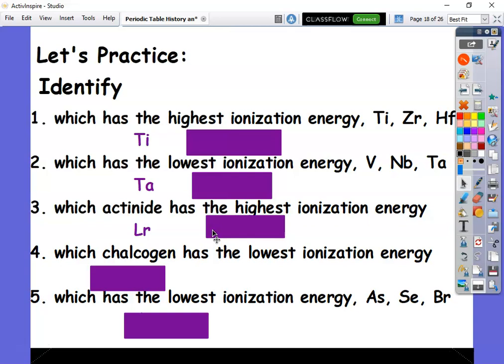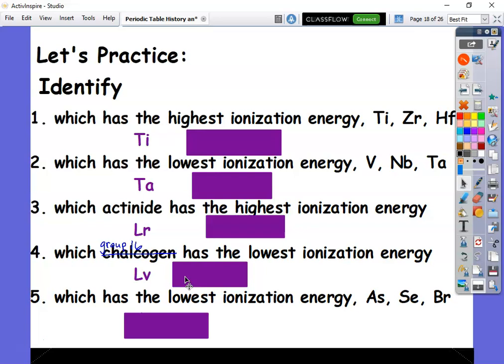Number four, which chalcogen has the lowest ionization energy? We haven't really talked about chalcogens, or that name, chalcogen, but that word actually refers to the group 16 elements. So you can write that in there for yourself if you were wondering what the heck that word meant. And so here, the lowest ionization energy in group 16 is Lv, which is one of our newest elements. That has the biggest atoms, the least attraction between the nucleus and the electrons, so it takes not a whole lot of energy to remove an electron.